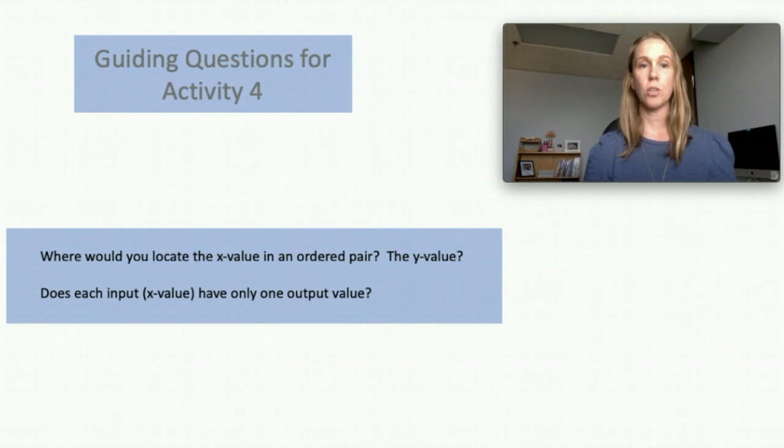Your guiding questions for this one are, where would you locate the x value in an ordered pair? When you have your parentheses, it's typically x, y. Where do you find the y value? You're going to underline the output and circle the input. So that's really just circling the x value and underlining the y value. And then for the second part, make sure every input or every x value has only one output or only one y value, and you'll do great.